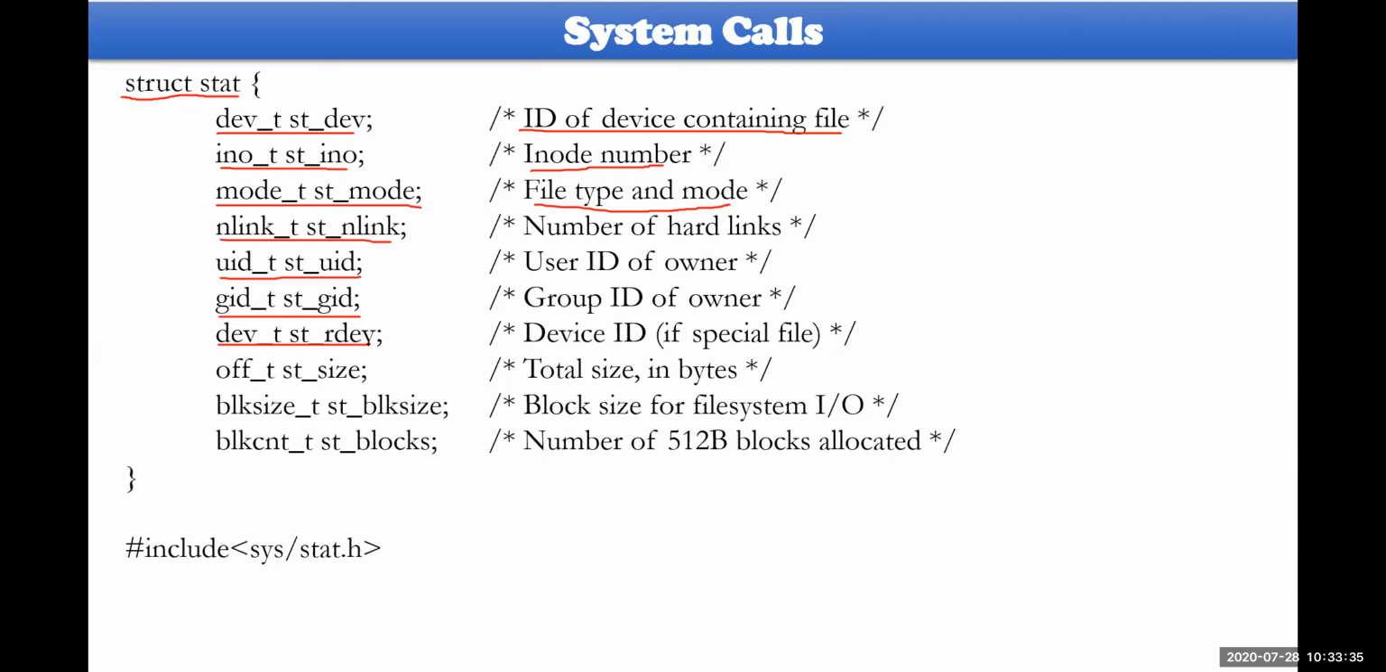And the device ID of that particular file if it is a special file, and the size of that file, and the block size of that file, and how many blocks have been allocated. Here most things are already known to us, but these two are unknown. The inode number is known, then the file type, whether it is a directory or a file, and the number of links. We have already seen the user ID, group ID, and device ID, and the total size. These are known to us.